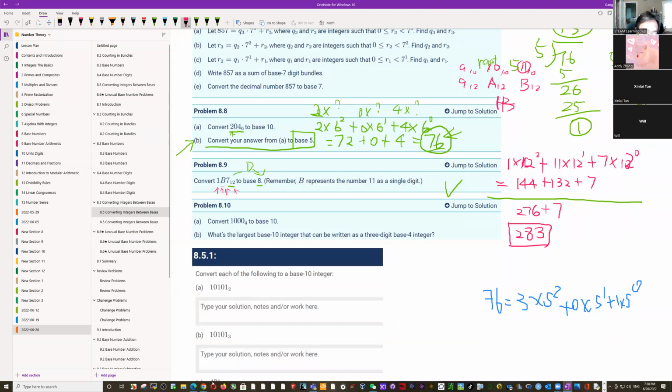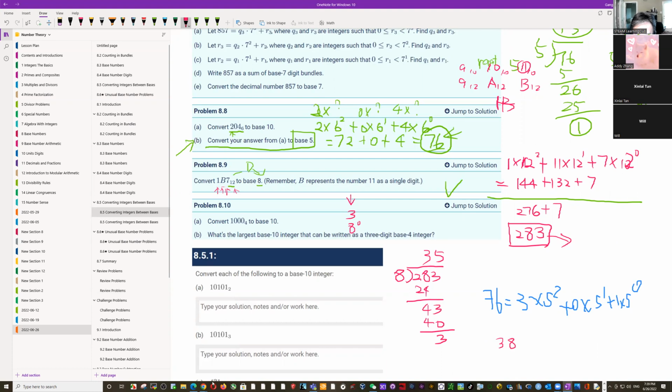And then we're just going to convert to base 8. To convert this to base 8, we can use repeated division. So 283 divided by 8 is going to be 35, remainder 3. So 3 goes to the 8 to the 0 position.